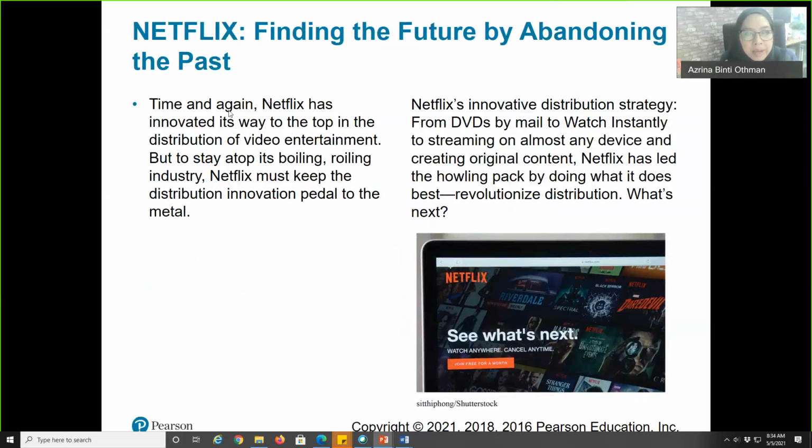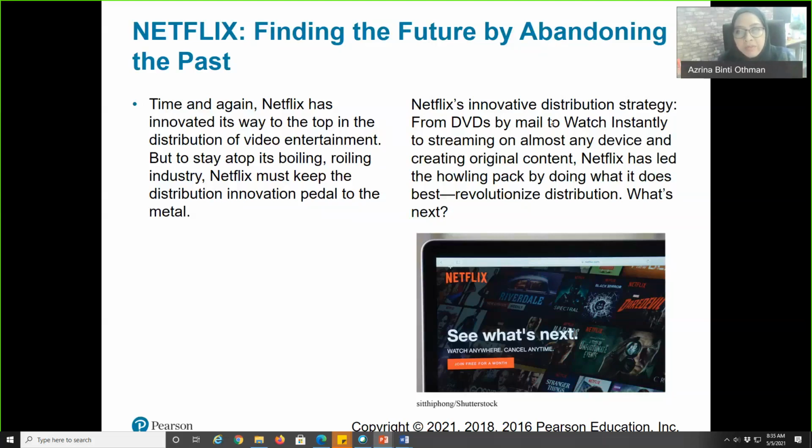Okay, time and again, Netflix has innovated its way to the top in distribution of video entertainment, but to stay atop its roiling industry, Netflix must keep the distribution innovation pedal to the metal. So in these situations, Netflix needs to be innovative. They need to think what will be their distribution strategy, because nowadays people have more technology advancement, right? So what will be their distribution innovation so that they can proceed with their business, right?